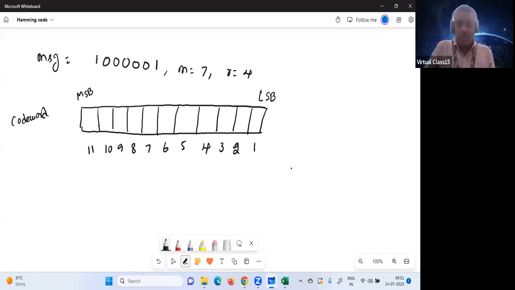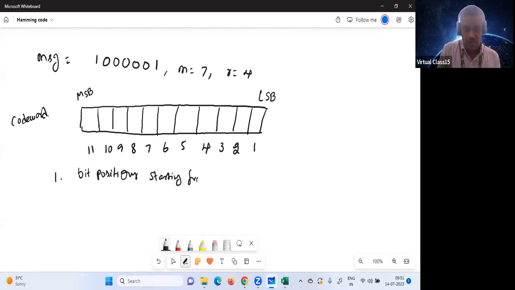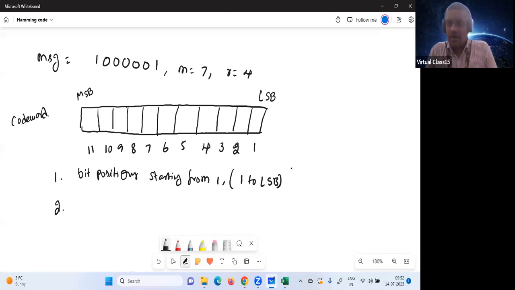So in the Hamming code, the first step is to write all bit positions starting from 1. Remember, always give 1 to your least significant bit, not the MSB. Always consider your LSB as 1. The first step is over.